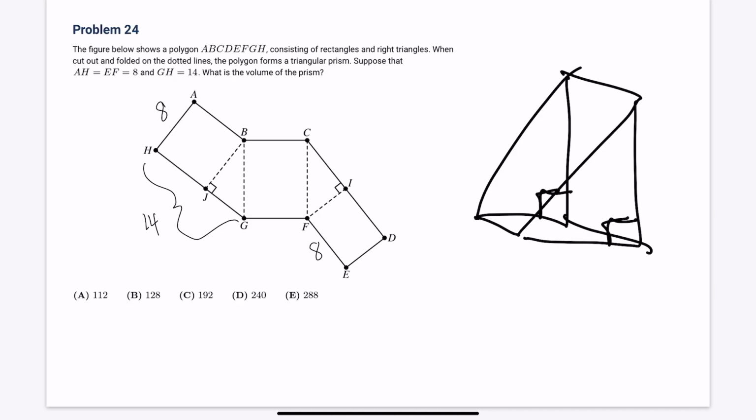So we know that this side, GF, is going to adjoin EF right here. So that means that they're both equal to 8. And we know it's a rectangle, so this side is also 8. And then similarly, AB is going to adjoin BC up here. So we know that this is also 8. And then a rectangle, this side's also 8. Therefore, JG is 6. And this is 8. And now we can fill out these values on our 3D model.